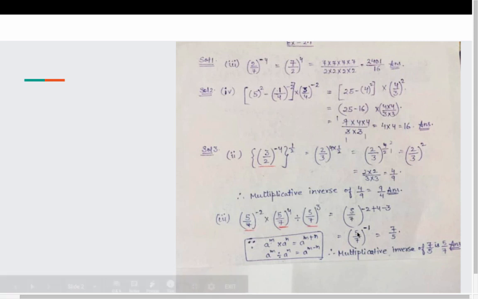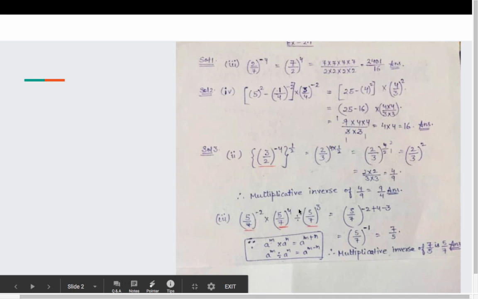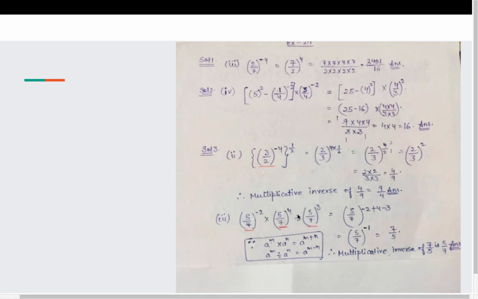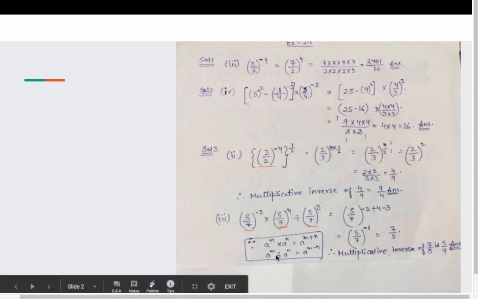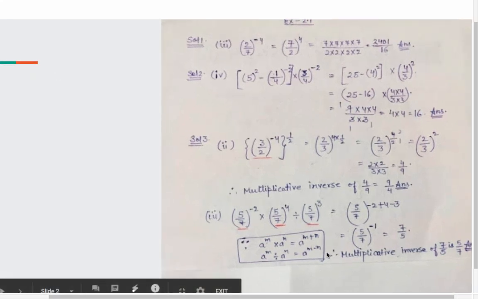That is 5 by 7 to the power minus 2 plus 4, and here it is what? What is the operation? Division. Whenever it is the division between two values with same base, we subtract the power. See, I have written also the laws of exponent applied here. If a raised to power m into a raised to power n is there, it turns to a raised to power m plus n. And similarly, if the two are to be divided, then it is equal to a raised to power m minus n.